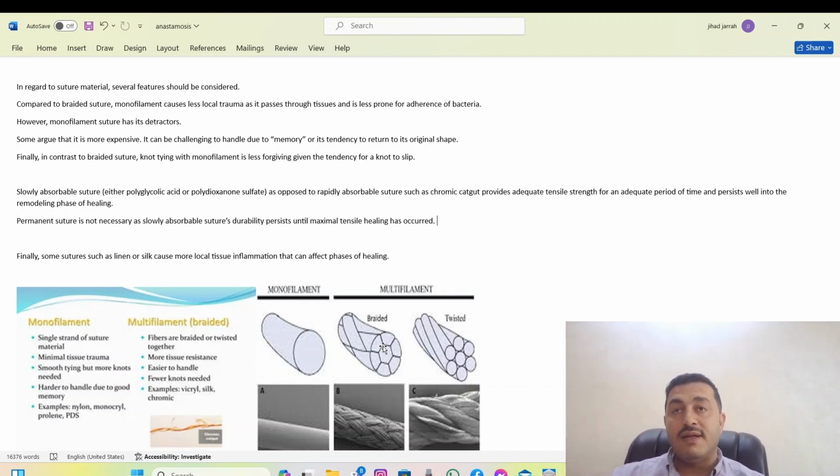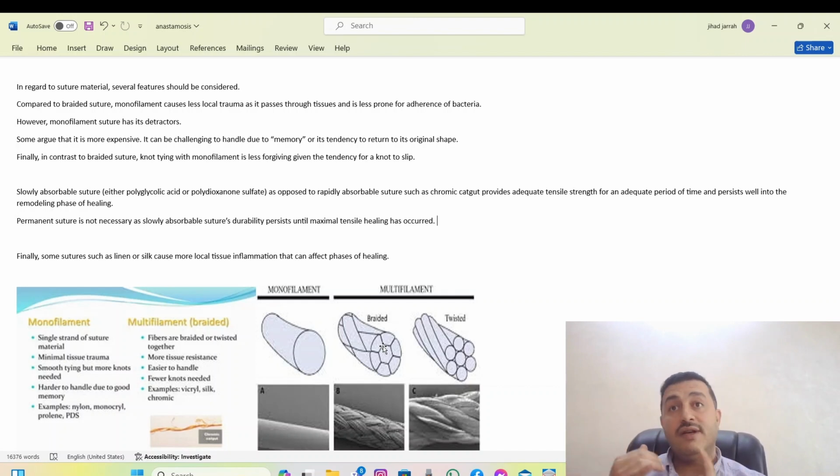And a disadvantage in the monofilament is what we call the memory. The memory means the tendency of the suture to return to its original shape. So it needs more knots, it will be hard to handle, it may return to its shape. So monofilament, due to this property, is not recommended.